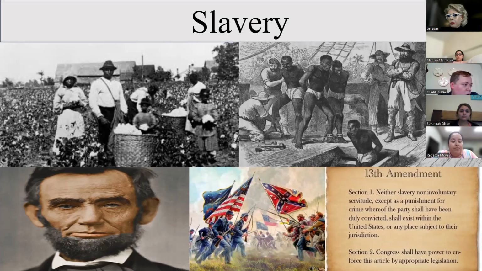So basically, they make it where you can't make any rules about the slave trade till 1808. And it does provide some small things about protection, although you'll never find slavery mentioned in the original parts of the Constitution.